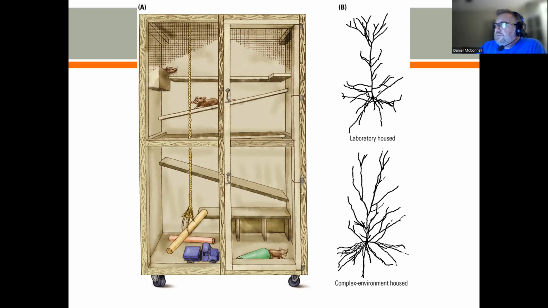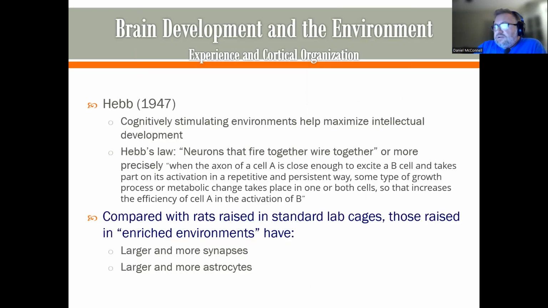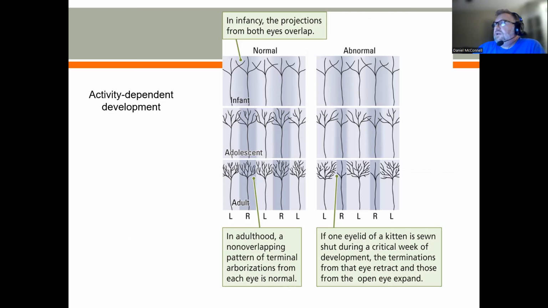And so here's just an example of the kind of arborization of neurons in their brains that you would see. And so clearly the ones that are kept in the enriched environment just have many more dendrites and more complex connections, increased synapses. And as the previous slide pointed out, also not just more synapses, but more astrocytes. And that's very interesting because remember the astrocytes are part of the blood-brain barrier and they feed the neurons. And so, of course, that means that these neurons are going to get more nourishment because they're being used and we would have more astrocytes as well.